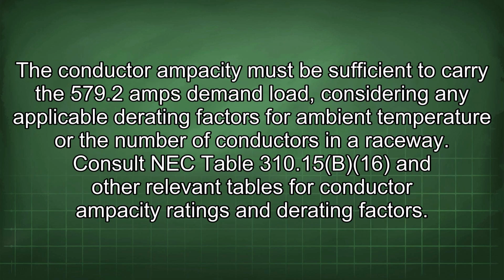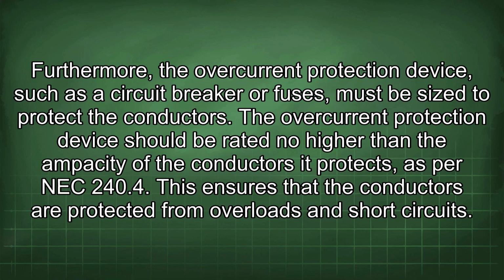The conductor capacity must be sufficient to carry the 579.2 amps demand load, considering any applicable derating factors for ambient temperature or the number of conductors in a raceway. Consult NEC Table 310.15(B)(16) and other relevant tables for conductor capacity ratings and derating factors. Furthermore, the overcurrent protection device, such as a circuit breaker or fuses, must be sized to protect the conductors. The overcurrent protection device should be rated no higher than the capacity of the conductors it protects, as per NEC 240.4. This ensures that the conductors are protected from overloads and short circuits.